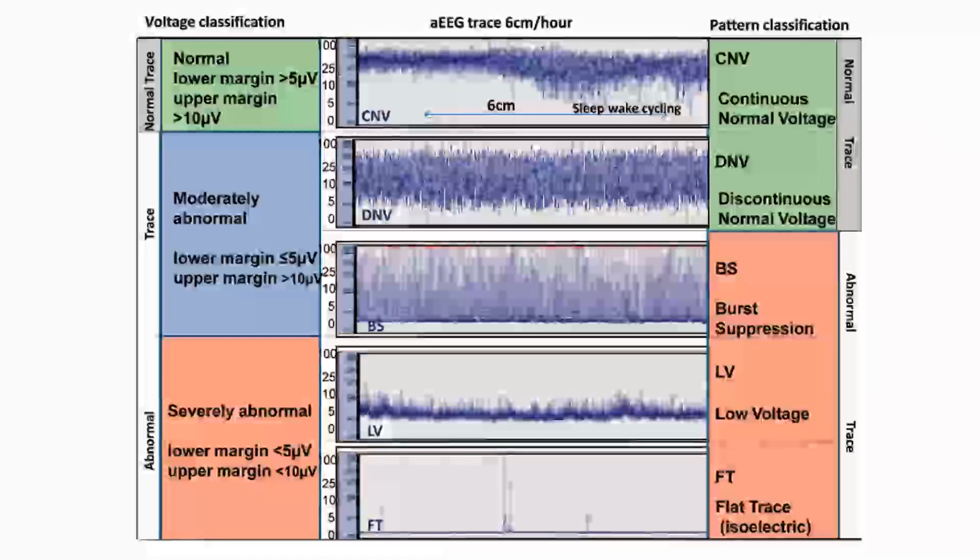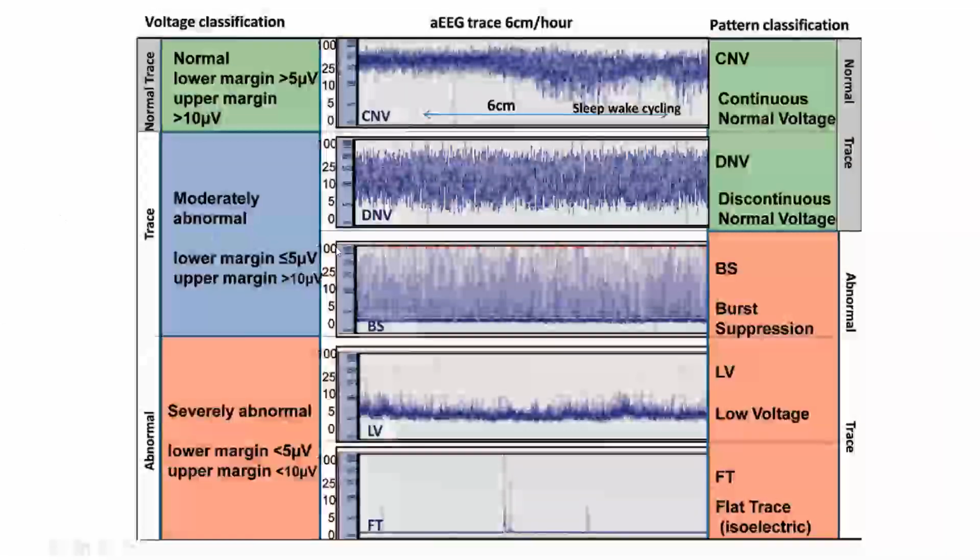So just for reference, I'm putting it here. This is the classification. There are two classifications of amplitude EEG, a voltage and a pattern classification. The voltage one is simple: normal, moderate, and severe, which I already explained. In pattern, there are different patterns like flat trace, low voltage, burst suppression, which we also discussed. The other normal pattern is continuous normal voltage.